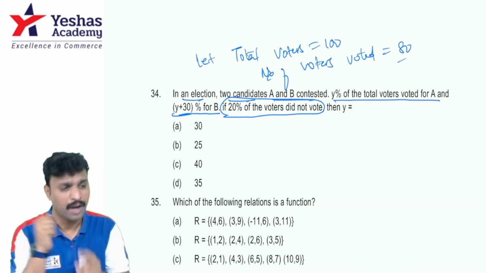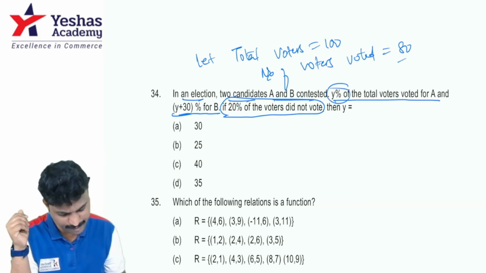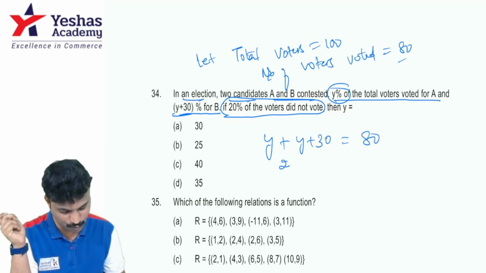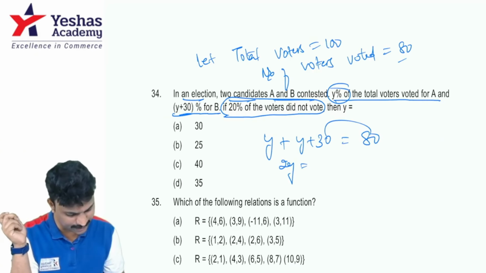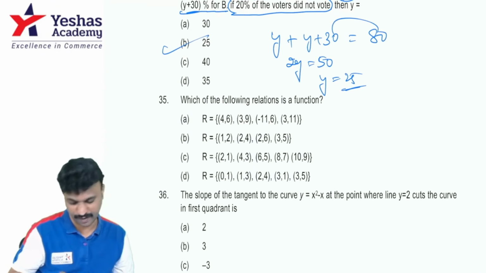Correct. Now they voted definitely for A as well as B. How many voted for A? Y. And how many voted for B? Y plus 30. And that is equal to 80. Correct? So 2y is equal to 80 minus 30, which is nothing but 50. So y is equal to 25. So the value of y is option B. 25 is the right answer.